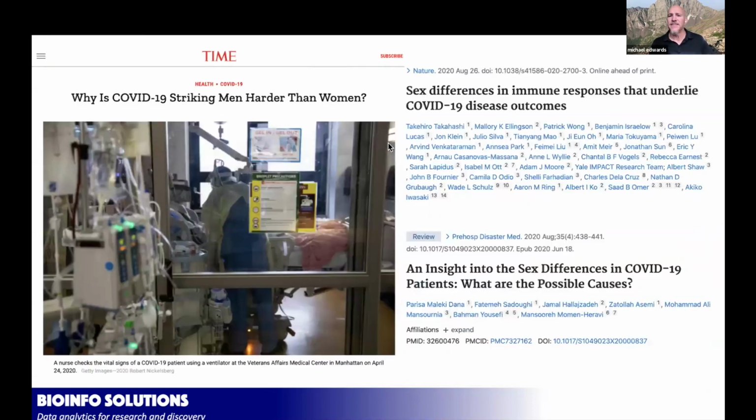And why does that matter? Because there is absolutely a gender effect with COVID. Women are much better able to respond to the virus than men. So could it be that this BEX2 gene, because women have two copies, makes them more resistant to the virus?